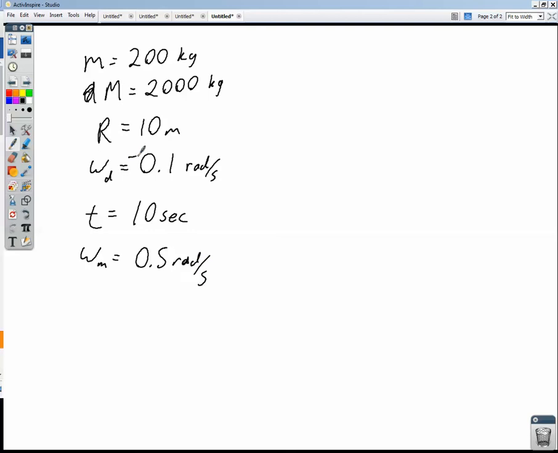And I'm going to put a negative up here for omega for the disc because it was going in the negative direction. If we look at a view from above for the motorcycle, we see that there needs to be a force of friction going this way that is accelerating him and causing the torque necessary to get his angular acceleration up.